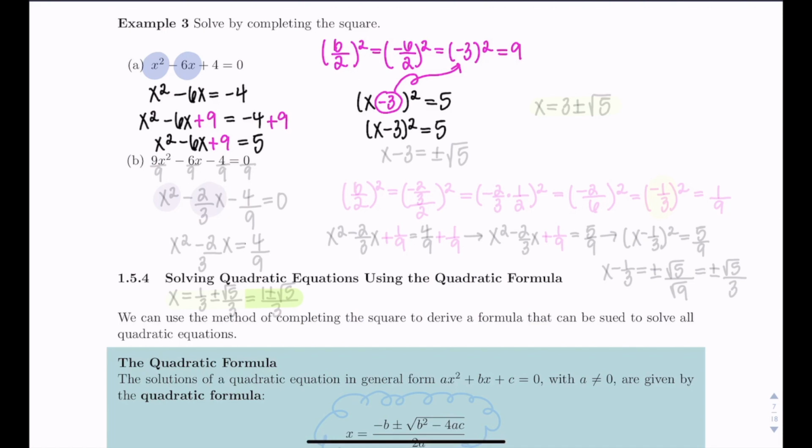Now we have something squared is equal to a number, so we can use the square root property. So we get x minus 3 equals plus or minus the square root of 5. We want to add 3 to both sides. So we have x is equal to 3 plus or minus the square root of 5. And that is our final answer.